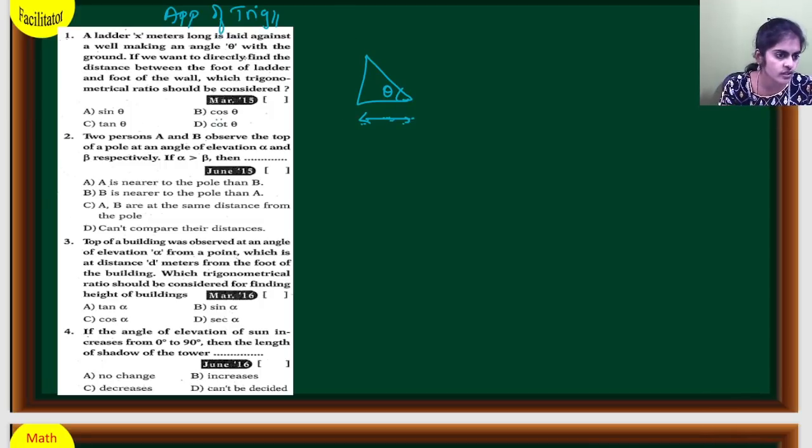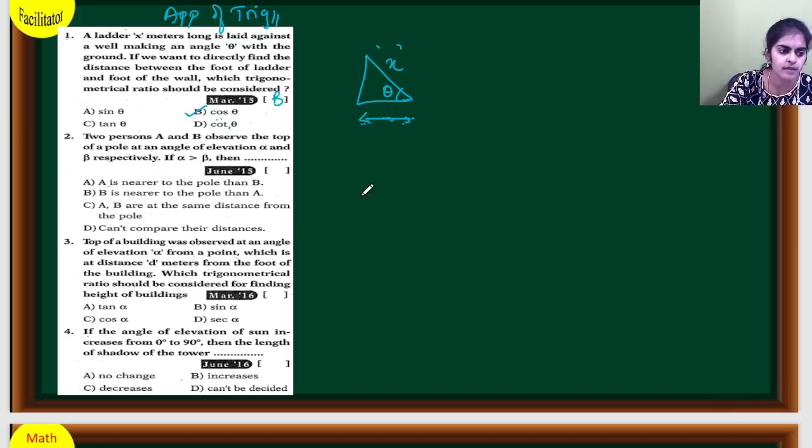Now what is given to us with the ground? If you want to directly find the distance between the foot of the ladder and the foot of the wall, which ratio can you use? You can use cos theta directly, provided the length of the ladder is given to you as x meters here, so you are using cos theta. Otherwise, you can also go with cot theta, but here the length of the ladder is given, so the hypotenuse is given, so you are using cos.